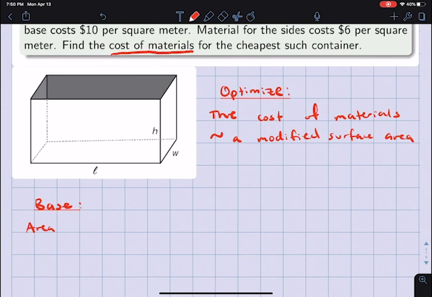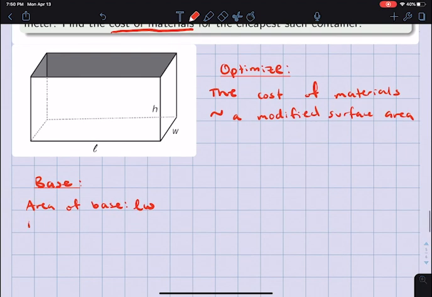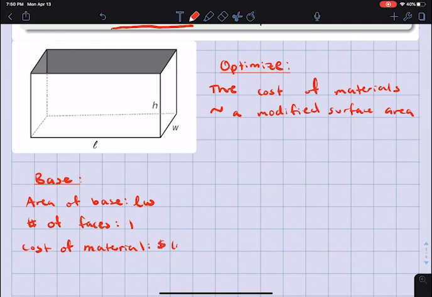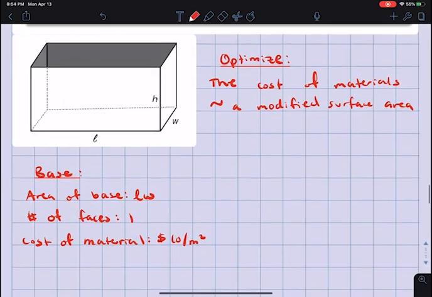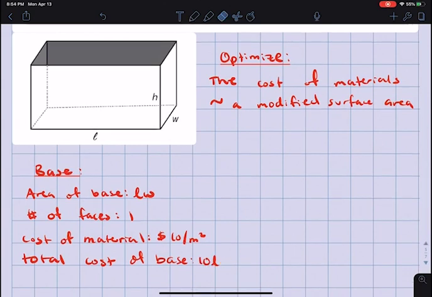Since the base is a rectangle, we know its area is L times W. Since the box has no top, we know that there is only one base. The material for the base will cost us $10 per square meter. So the total cost to make the base of the box will be $10 times LW.